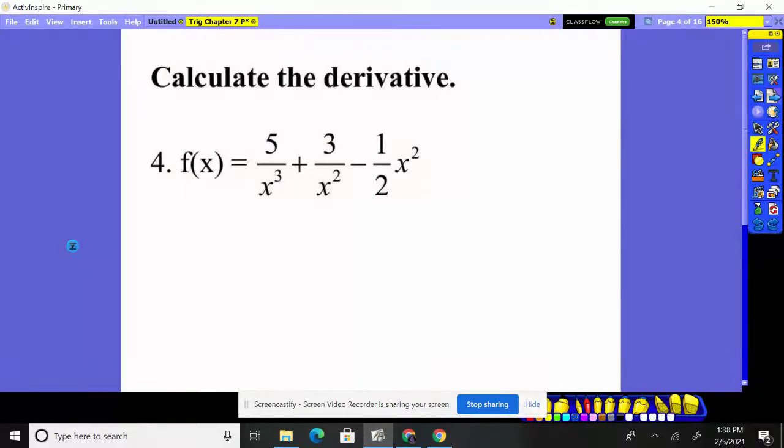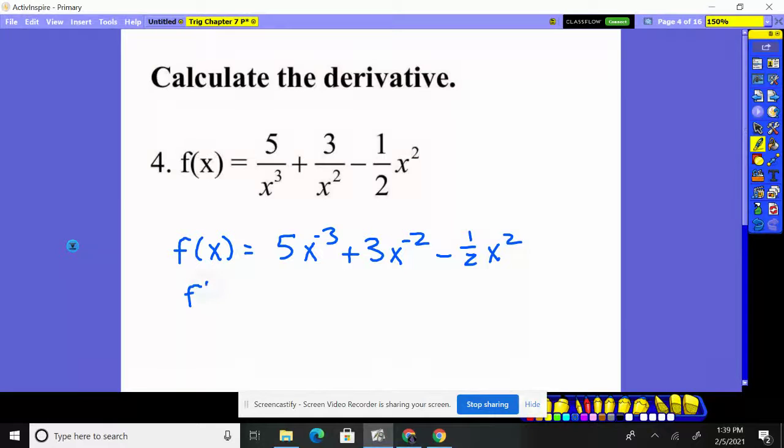Number 4, our x's, in this case, some of them are in the denominator. We can't take the derivative yet. We must rewrite it as negative exponents before we can take the derivative. So this is going to be 5x to the negative 3rd plus 3 times x to the negative 2 minus, now this is just half. This is x squared. There's nothing there. The x squared is on top. The x is not in the denominator, so it's not negative. It's minus a half x squared.